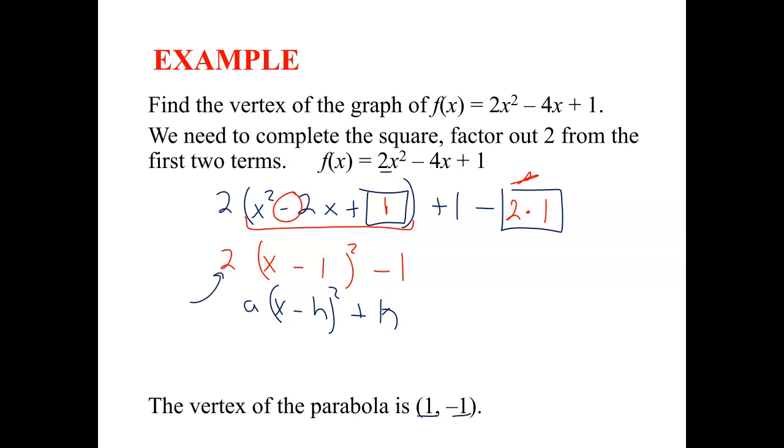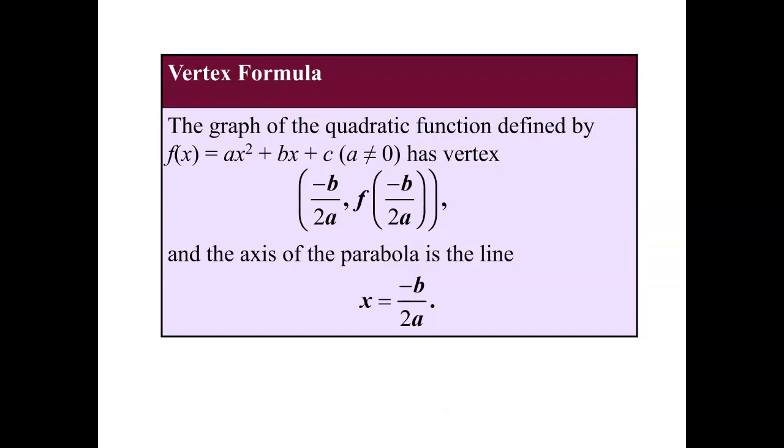What does this 2 do again? It tells us it goes wider or narrower. So if I have a 2, is it going to be wider or narrower? Narrower. Okay? It's called a vertical stretch. It's bigger than 1, right? Yep. Bigger than 1. Okay? So that's completing the square.